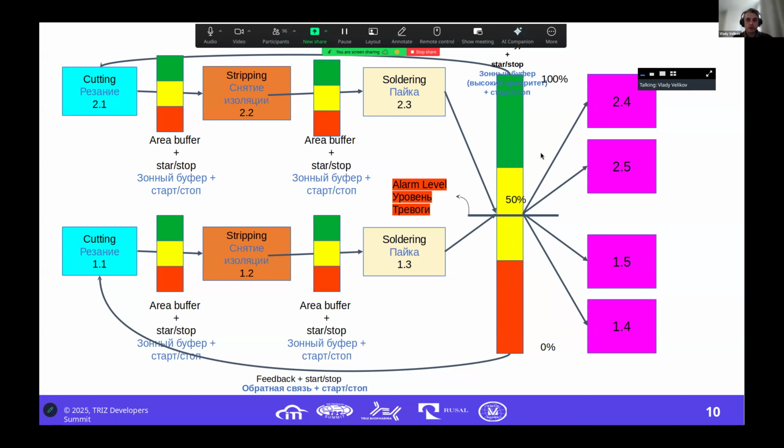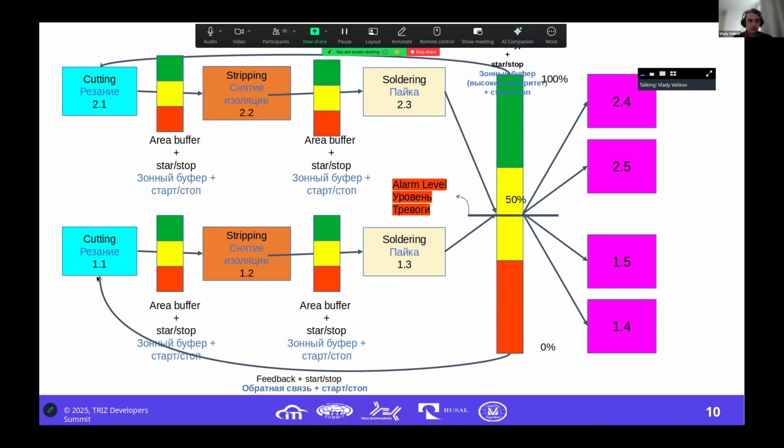Of course, here we create again a warning level of 50%. So when the buffer started to be used and goes down to 50%, there is a problem. There is an alarm, and the line manager comes to see what is happening. Maybe some problem with a machine or operator or defects of cables, different reasons could be. But here we have again feedback.